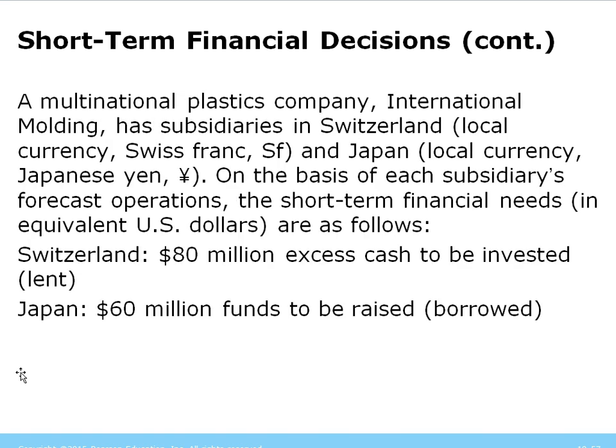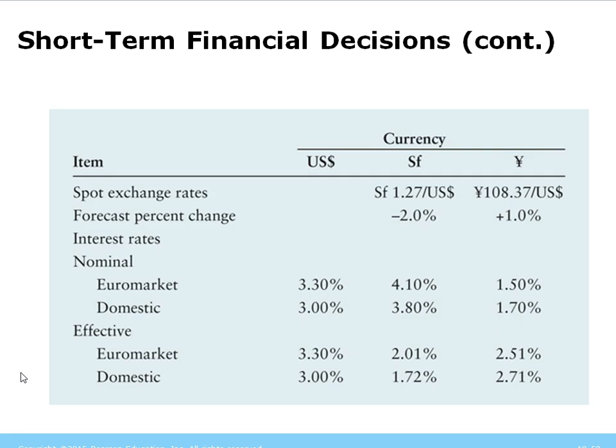Okay, so as an example, a multinational plastics company, International Molding, has subsidiaries in Switzerland. The local currency is the Swiss franc, because Switzerland is historically neutral, so they kept their country out of the euro currency. On the basis of each subsidiary's forecasted operations, short-term financing needs in equivalents of US dollars: Switzerland has 80 million excess cash to be invested. In Japan, 60 million in funds need to be raised or borrowed.